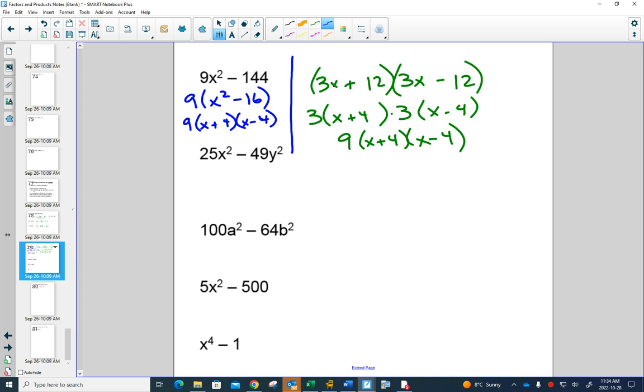Both the green method and the blue method are the same, and both are right. We usually do say, find the greatest common factor first if you can. Okay? So the recommended method would be the blue method.